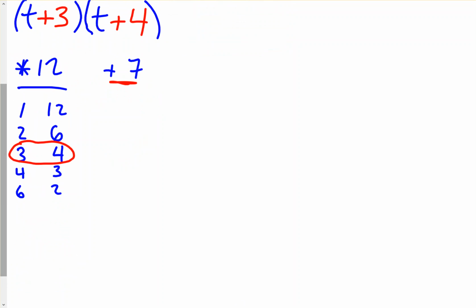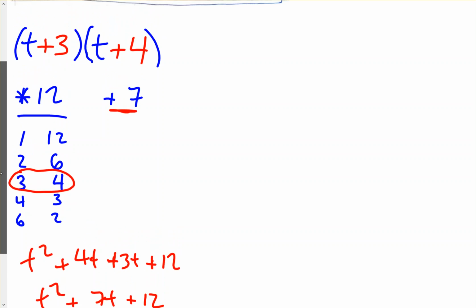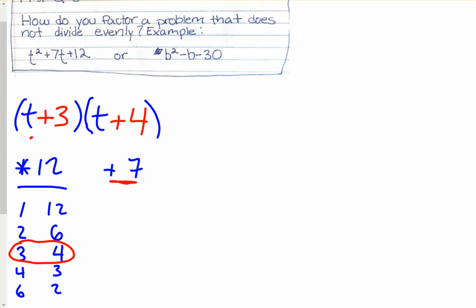If you checked it, do the FOIL: t times t is t squared, t times 4 will be 4t. 3 times t is 3t, and 3 times 4 is 12. Combine like terms: t squared, 4t plus 3t is 7t, and plus 12. Okay, so that's how you know you did it correctly. So this will be it.